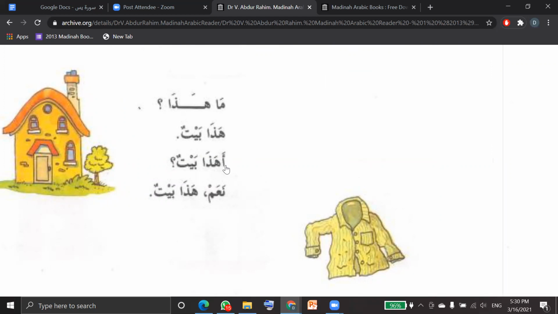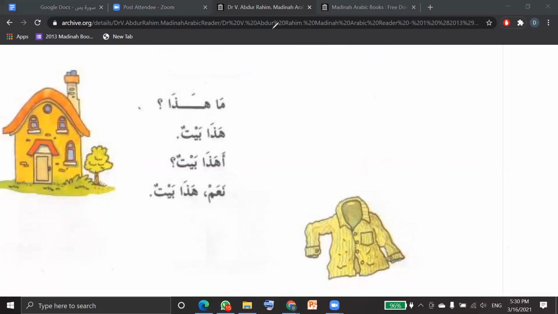When you make a question, is this a book? Is this a bed? Or is this a cat? Is that the window? When you say it like this, then this hamzatul istifham is there. Hamzatul istifham. Say it with me. Hamzatul istifham. Yeah, question hamza.